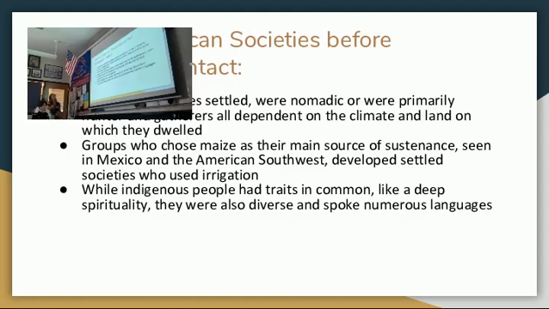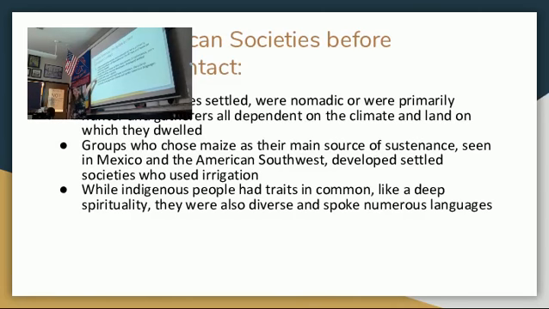Then if you will also highlight hunters and gatherers, and then highlight dependent on the climate. Your world controlled what you did. Okay? Then the second bullet is the most important bullet. Star it. Know it. This is more than likely going to be on the AP exam.